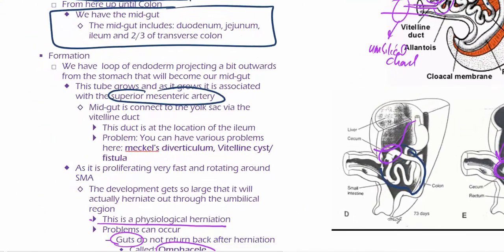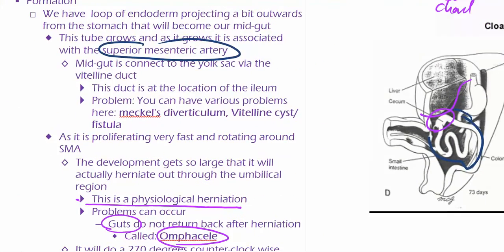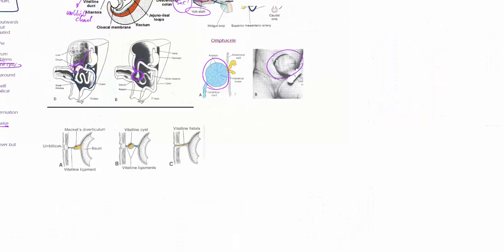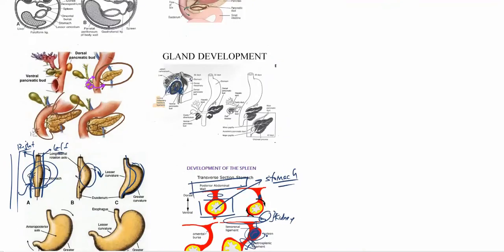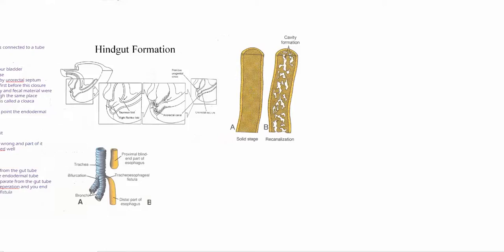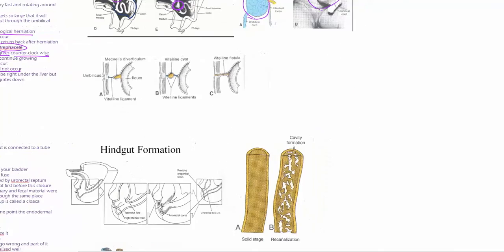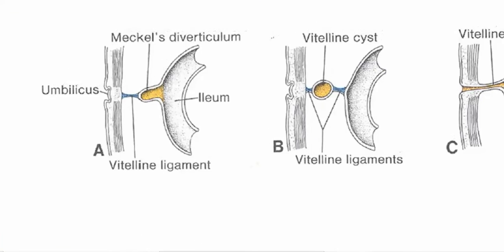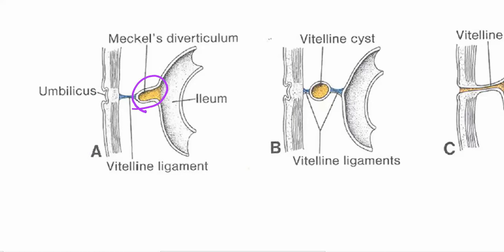Now this is the thing. You can have a problem. You can have various problems occurring with this: Meckel's diverticulum, Vitelline cyst, fistula. I have an image of this so that you can visualize this. Here it is right here. So Meckel's diverticulum: you have an outpouching of that Vitelline duct. It doesn't regress as it should.